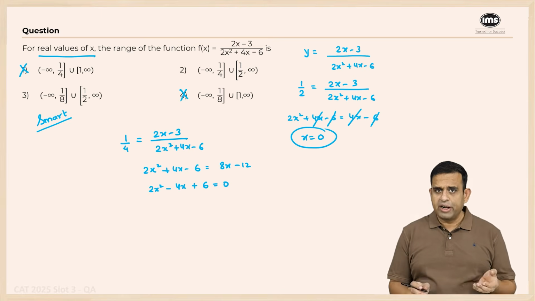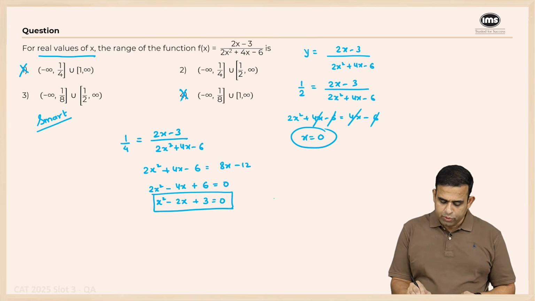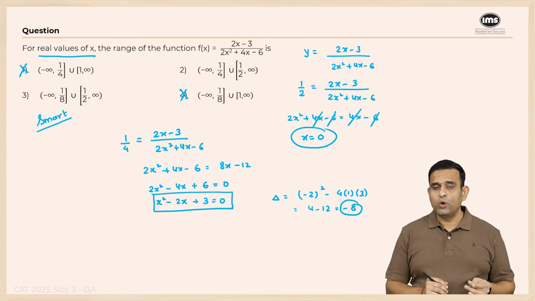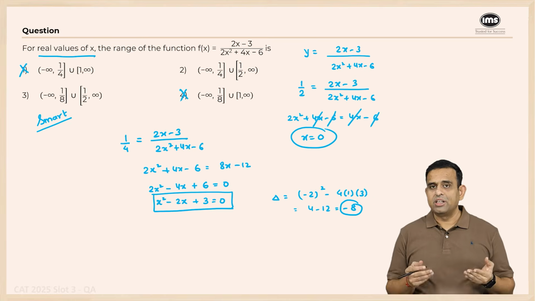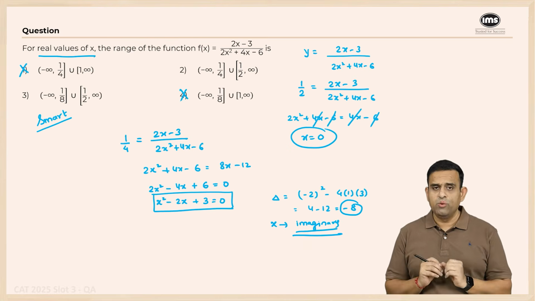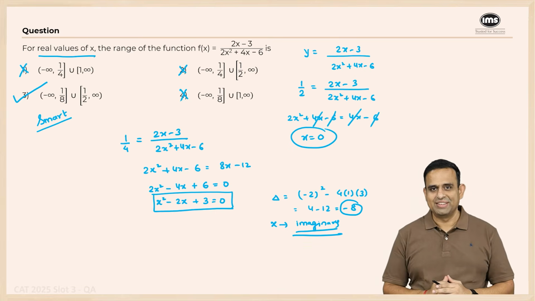2x square minus 4x plus 6 equals 0. I can simplify this by dividing it by 2. x square minus 2x plus 3 equals 0. Now if I check the discriminant for this, delta will be equal to (minus 2) square minus 4 into 1 into 3. This is 4 minus 12, giving you a negative 8. That means if I want the value of y to be equal to 1 by 4, in that case the value of x will come out to be imaginary. And what does that mean? It can't be equal to 1 by 4. Hence option number 2 will be out, and one can choose to mark option number 3 here.